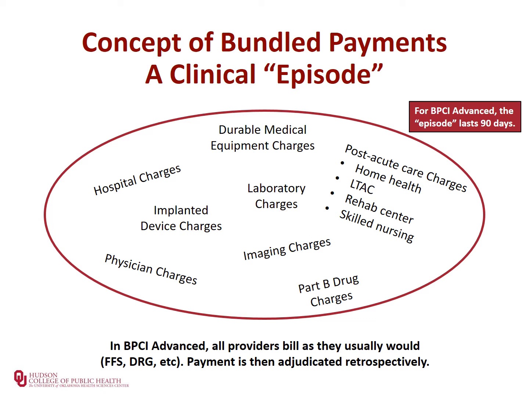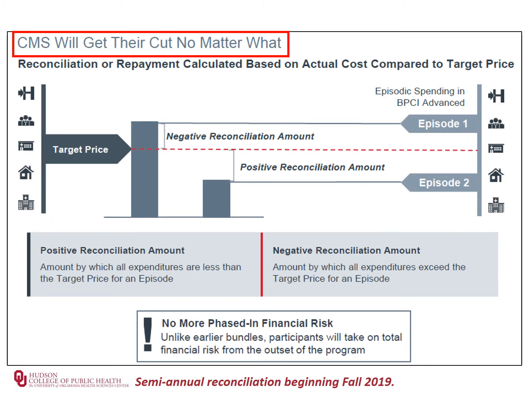Once they do that, here's the model. Basically, they set a target price for that patient based on their severity of illness, their diagnosis, age, and other factors. If at the end of that 90-day period we spent more than that target price, and when I say spent more, what I mean is that Medicare paid us more than that target price, we have to pay it back. However, if we reduce the overall cost of that 90-day period of time, we get to keep the extra, the shared savings. So that's the concept of episode-based care.